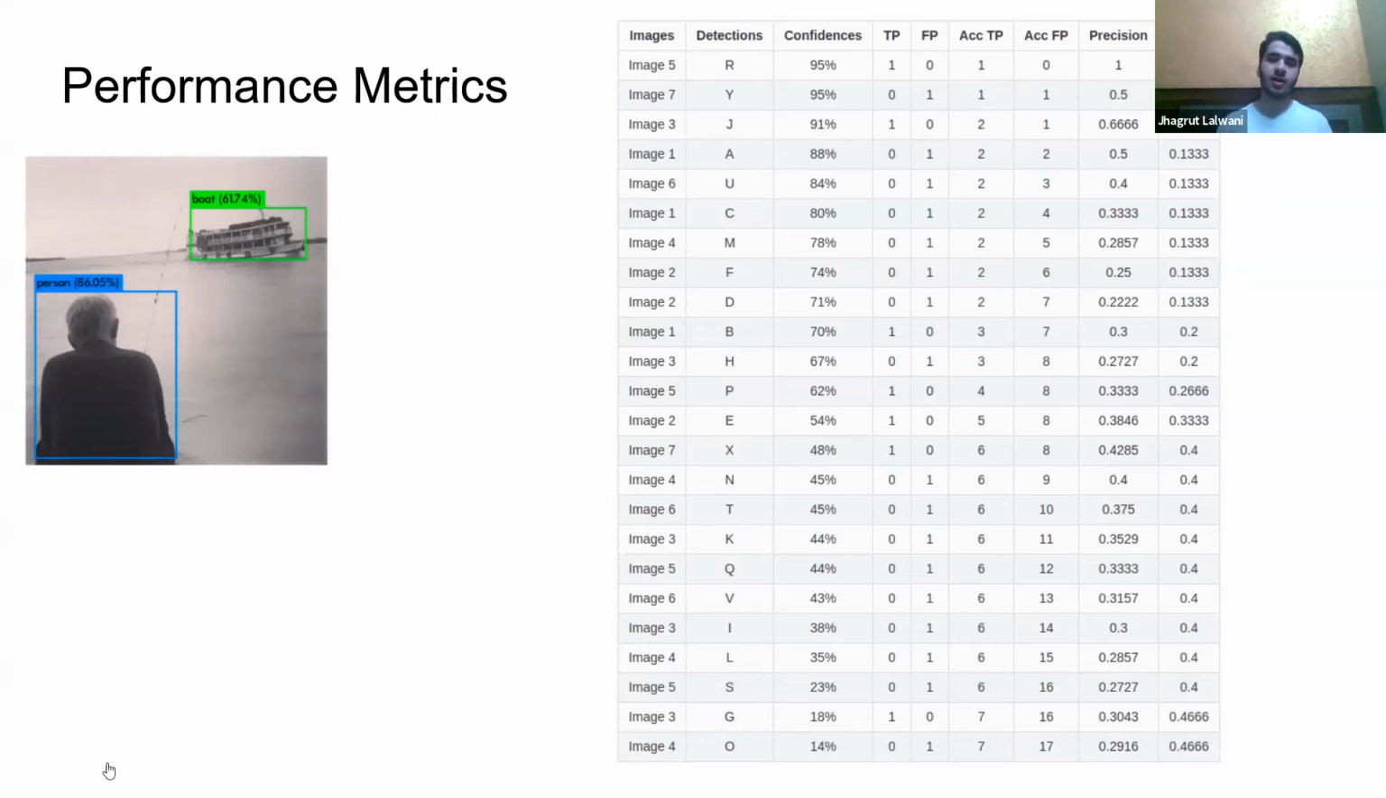So I just forgot what was false positive. Sorry for that. Right. So could you please move over to the previous slide, Joseph?